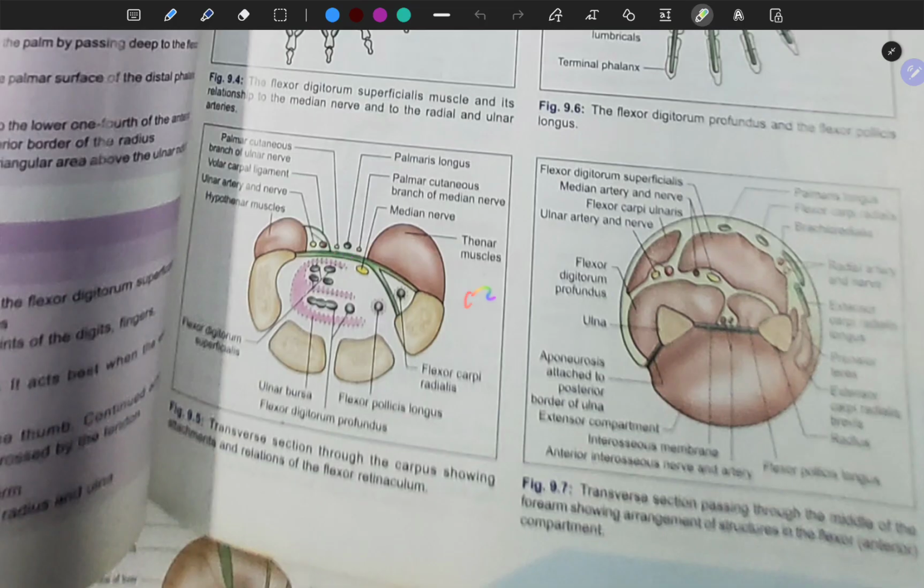In carpal tunnel syndrome, the sensory innervation of the palm is spared, whereas the motor innervation is affected. This is the volar carpal ligament. The ulnar nerve and ulnar artery are present in Guyon's canal. This is Guyon's canal, which is formed medially by the hypothenar muscles and the volar carpal ligament and flexor retinaculum.